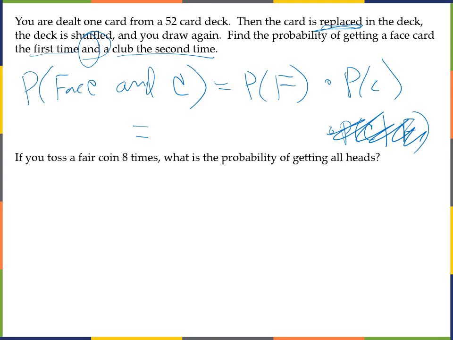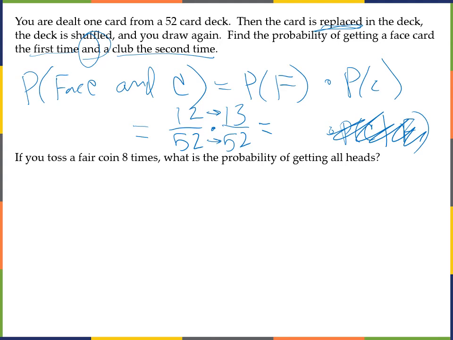How many face cards are there? Remember, Jack, Queen, King, and there's 4 of each. So that means 12 face cards altogether out of 52 cards. Times how many clubs? Well, there's 13 clubs out of the 52 cards. So for the probability, you would have to multiply this, and you should know how to multiply fractions, straight across, okay? And you can get your answer.